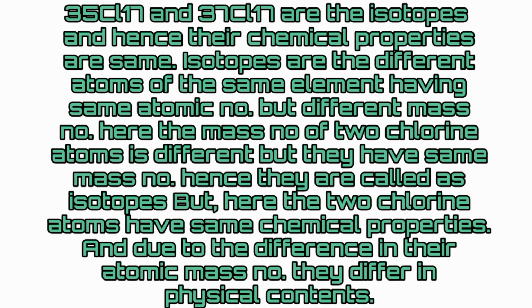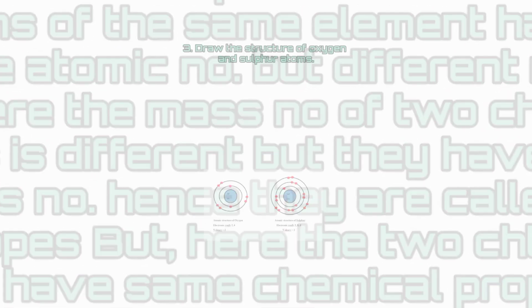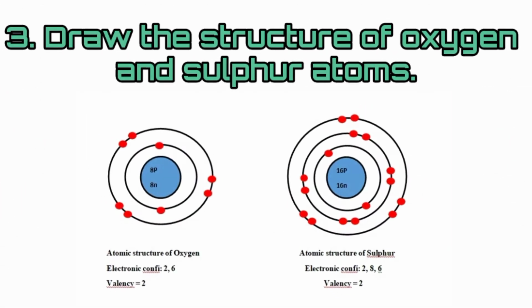But here the two chlorine atoms have the same chemical properties, and due to the difference in their atomic mass numbers, they differ in physical properties. Third question. Draw the structure of oxygen and sulfur atoms.